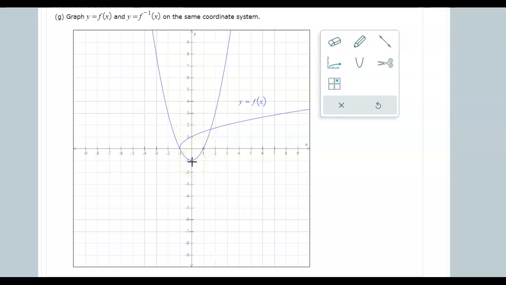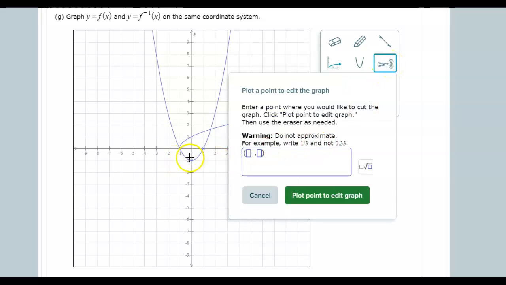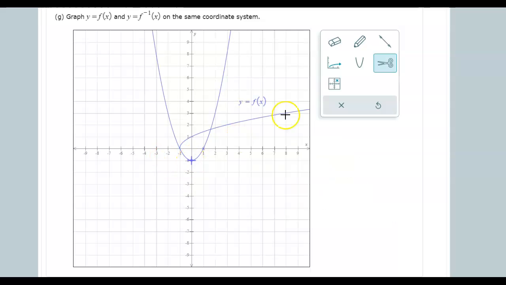Now, the problem is that I only want my domain to be greater than 0. So what I'm going to have to do is grab my snipping tool, and I want to snip from this point right here, starting at 0, -1. So I do 0, -1, and I plot that point, and then I'm going to grab my eraser, and I want to erase this half of the graph.